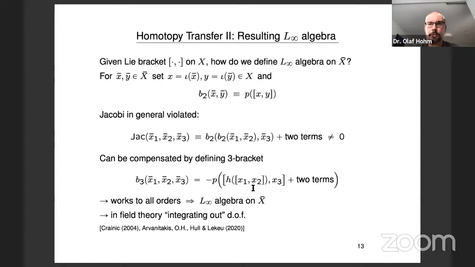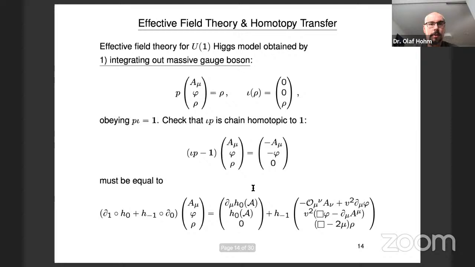Okay. So let me illustrate this with the example I had, which is the U1 Higgs model. The U1 Higgs model had the gauge boson and the Higgs, and of course also the Goldstone field. So you can ask, can I integrate out these two or three fields? Well, you can, of course, in field theory. What I will explain now is that the homotopy transfer does that for you. So let's discuss the first example. Suppose I want to integrate out the massive gauge boson. Let me say more carefully, together with the Goldstone field, which is anyhow only pure gauge.